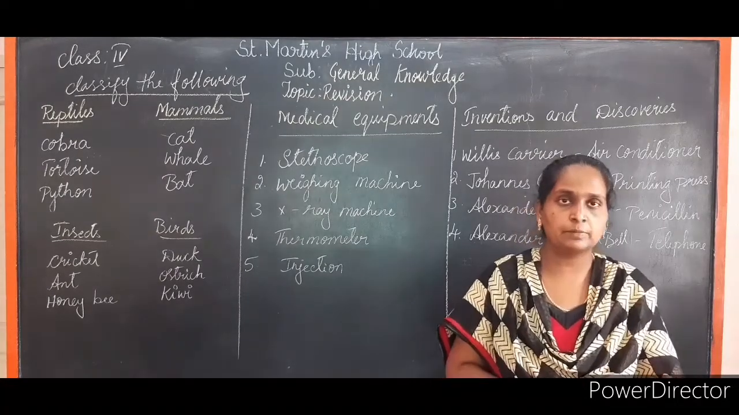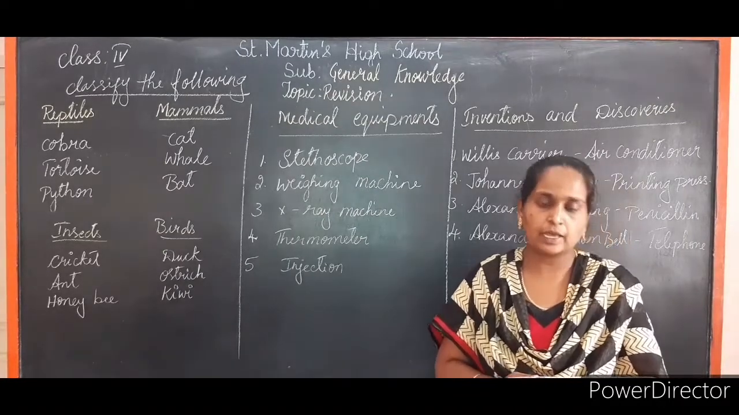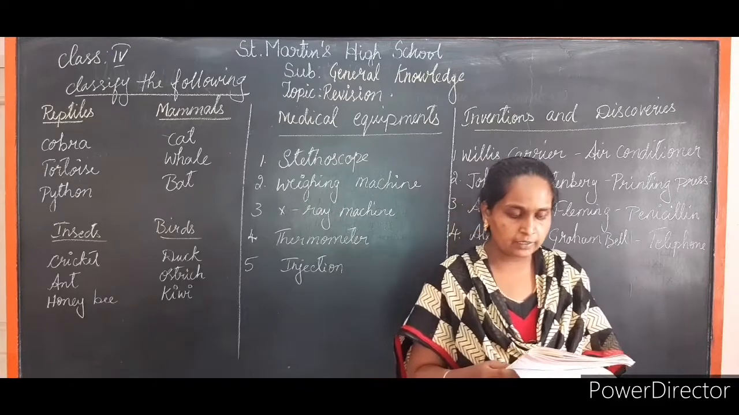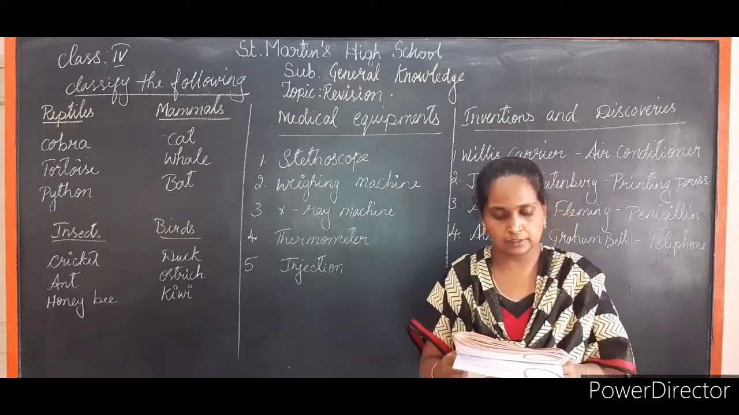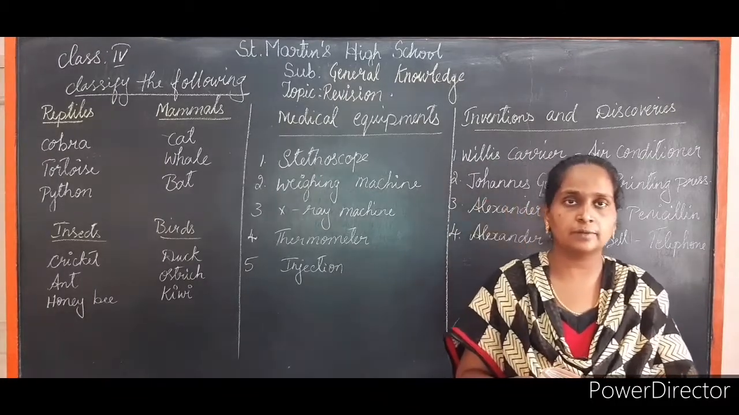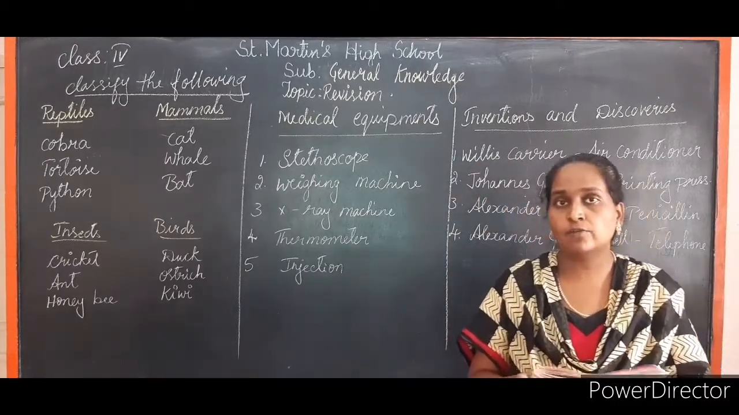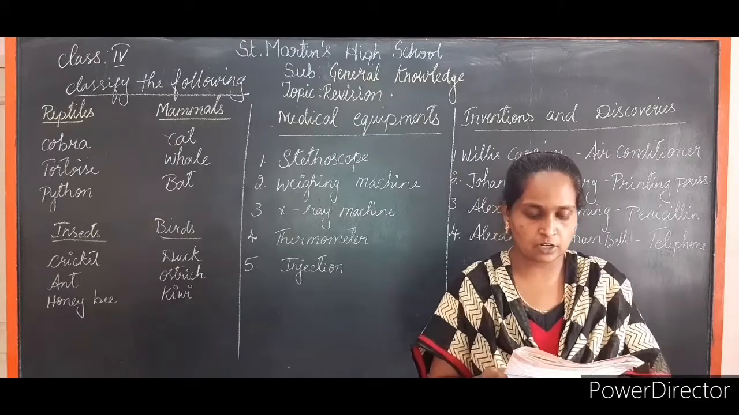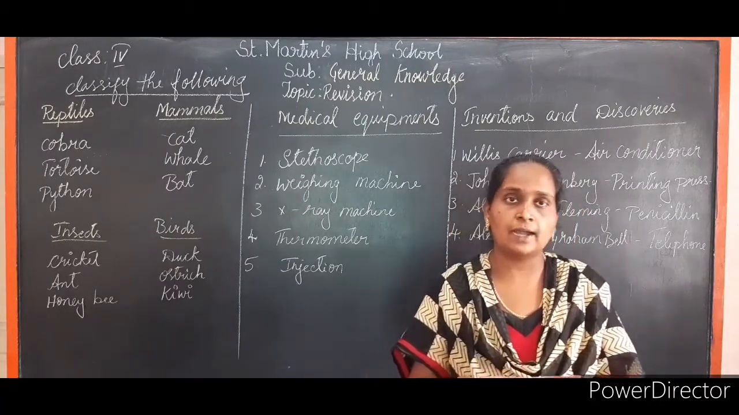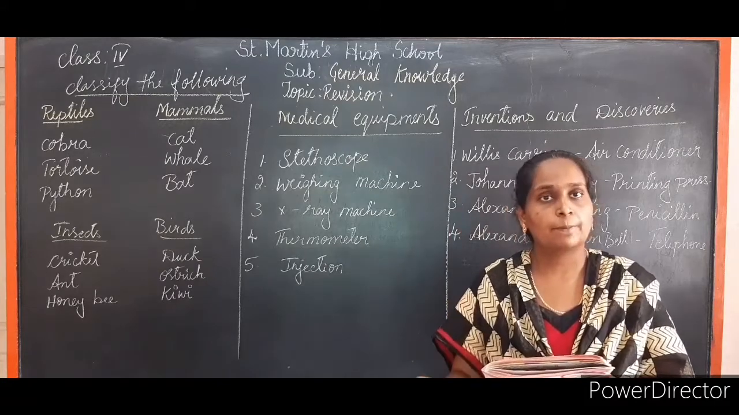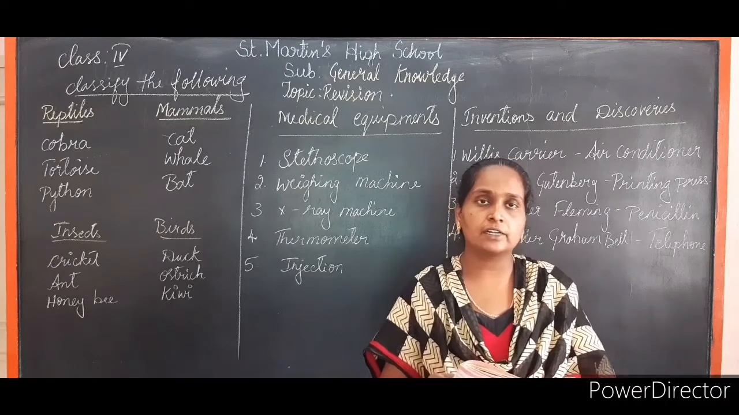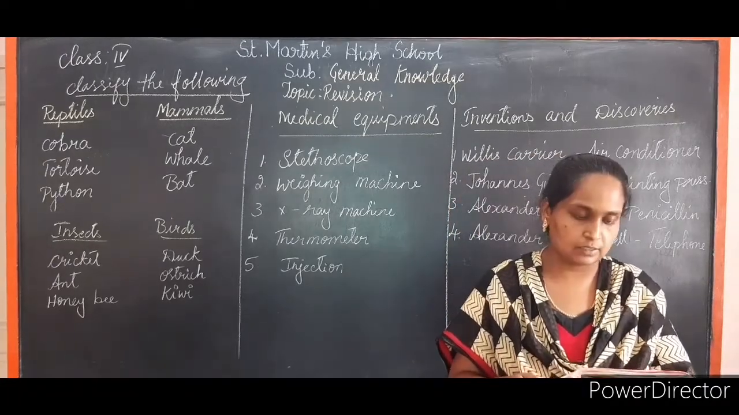Children, open page number 38. In that you have the true or false. The heart is an organ of the digestive system. Is it a true or false statement, children? Yes, it is a false statement. Heart is not an organ of the digestive system. The function of the heart is to supply the blood to the body. It is not an organ of the digestive system.